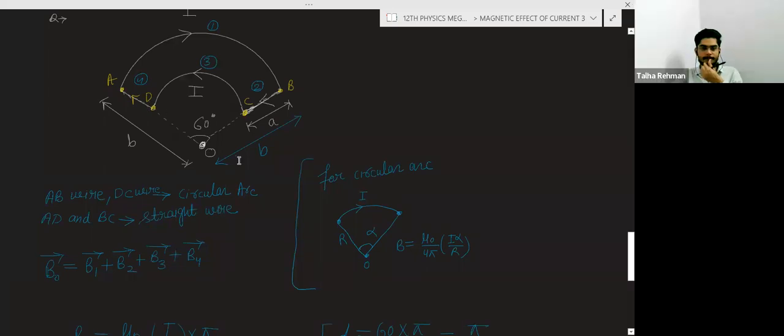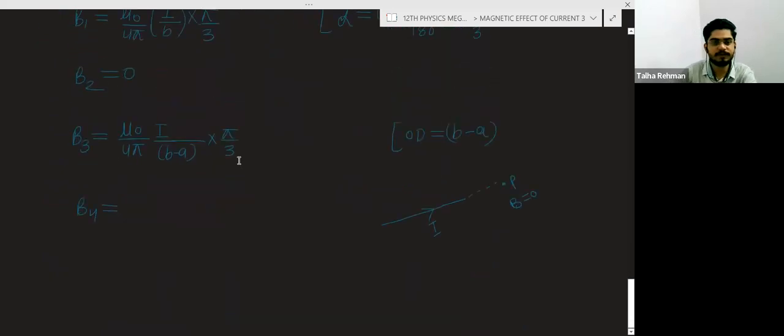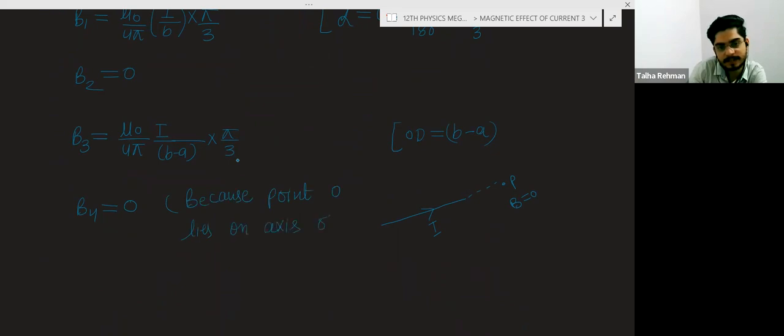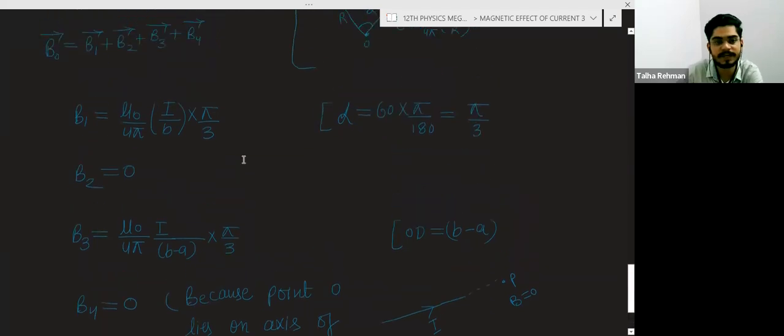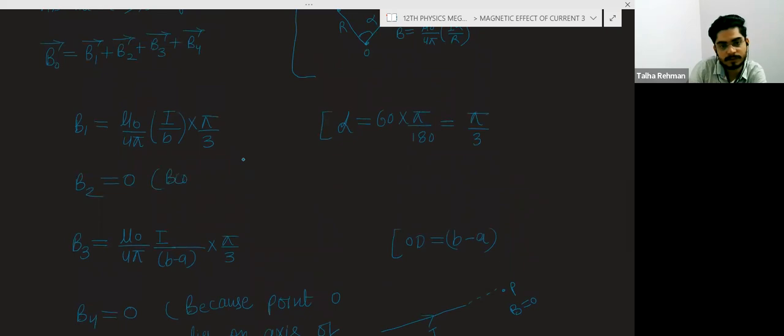Okay, no problem. So the magnetic field due to the wire 4 is 0 because the point O lies on the axis of wire. I am writing here. Because point O lies on axis of wire 4. Same is the case here, because point O lies on its axis.